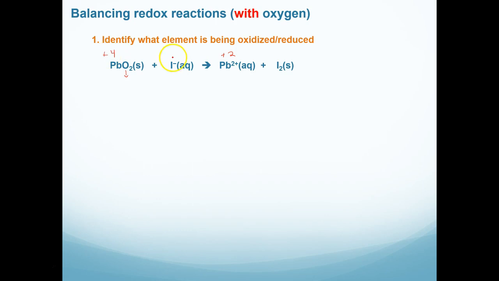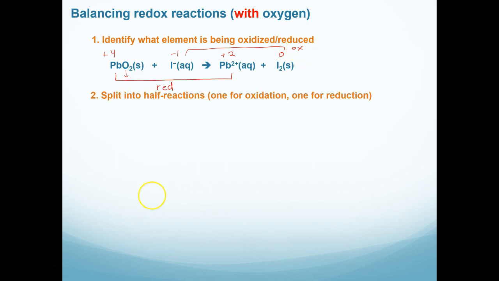Okay. For the iodine, it's -1, whatever the charge is, and here, since it's in its elemental state, it is 0 for the oxidation state. So I'm going from +4 to +2, which means I'm gaining electrons. I am being reduced. And then here I am going from -1 to 0. I am losing electrons. I am being oxidized.